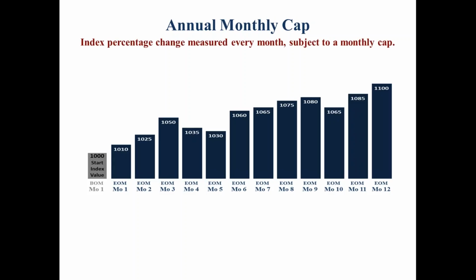So with this one, this works really differently than either the monthly average or the annual point-to-point. In this case, we're actually going to measure the percentage change every month in the index, and we're going to subject that monthly percentage change to a monthly cap. Thus the name of the strategy. Then at the end of the crediting period, in order to determine how much interest is going to be credited, we're simply going to add all the monthly gains and losses together. That's why it's technically called an additive strategy.